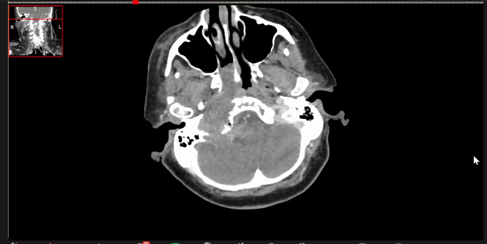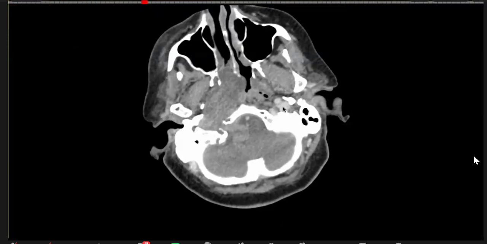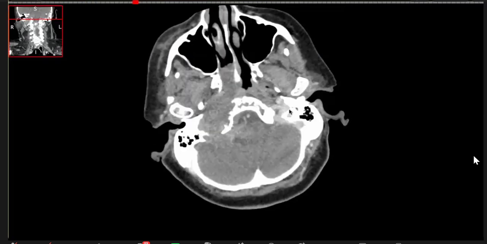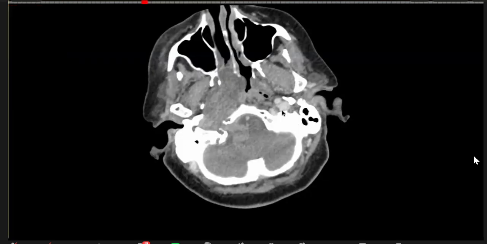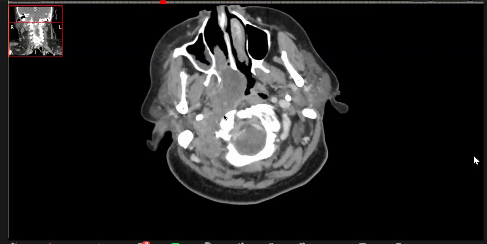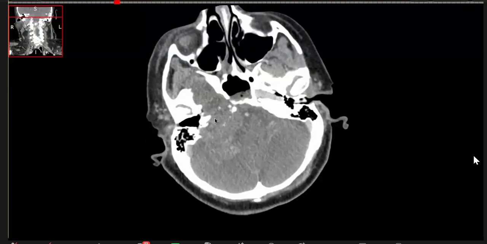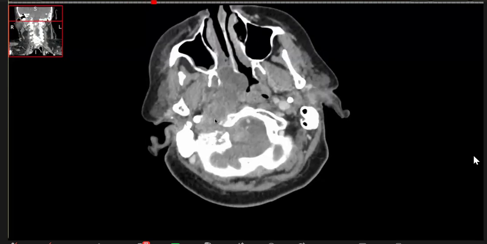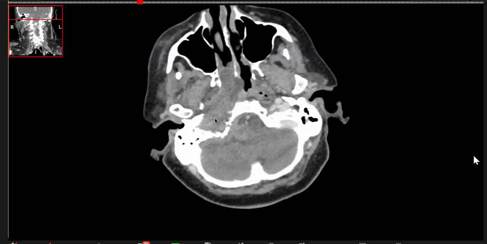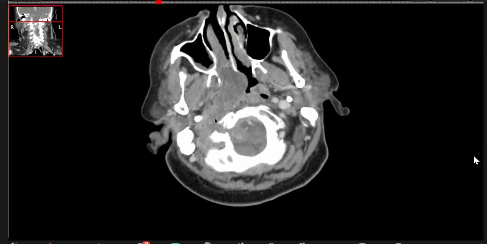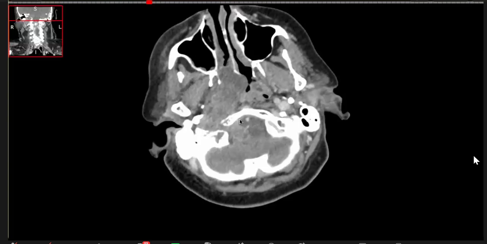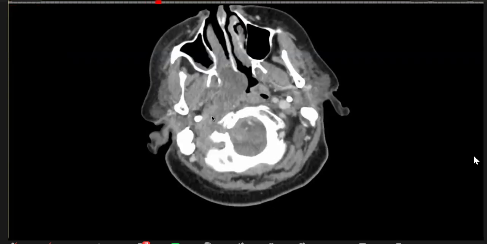Here, this is the carotid sheath on this side, and this is the jugular foramen. You can see that the jugular foramen is completely destroyed and encased. And where is the carotid artery? Actually, you don't see it. Maybe this was the reason why the patient had a stroke previously. This mass must have been sitting there forever. And you can see how it goes.